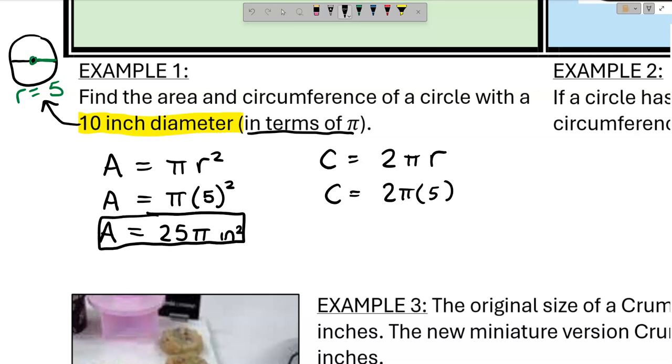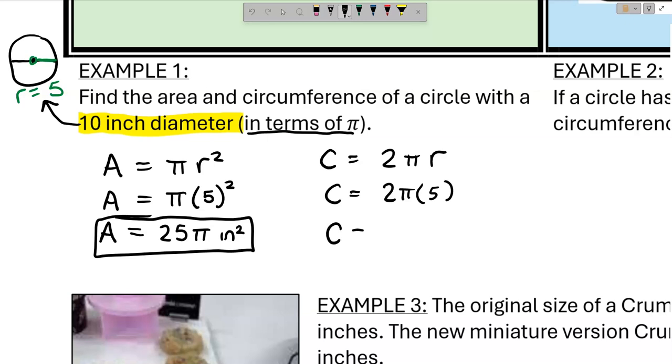The reason we do this ultimately is because if we're going to use this for additional work beyond finding the area, having it in terms of pi is going to be easier to do that next step with. For circumference, all you would do is literally multiply the 2 and the 5 together, so we would get an answer of 10 pi inches.